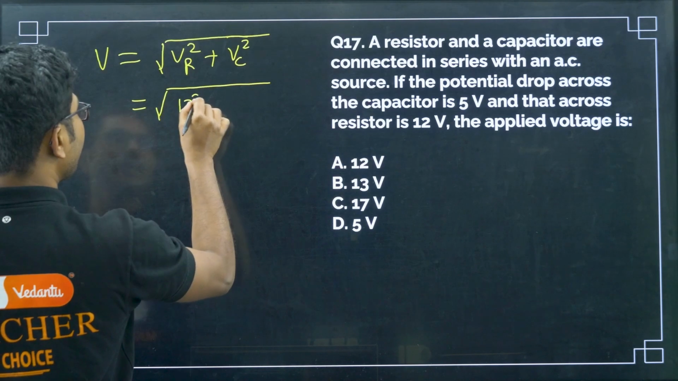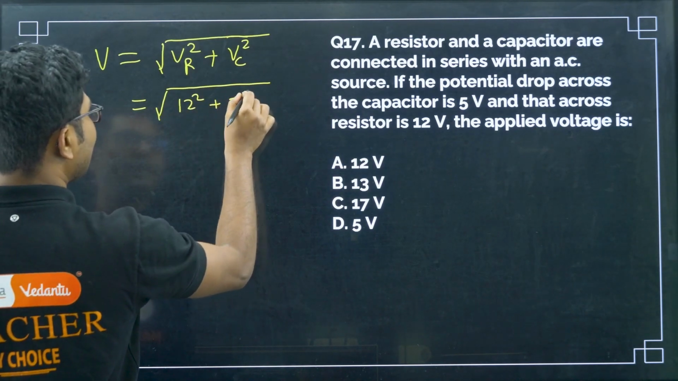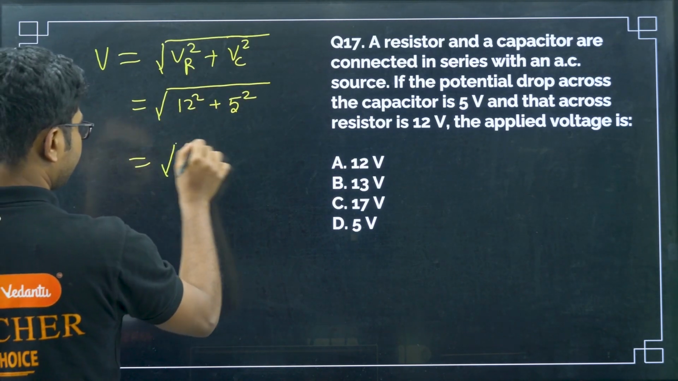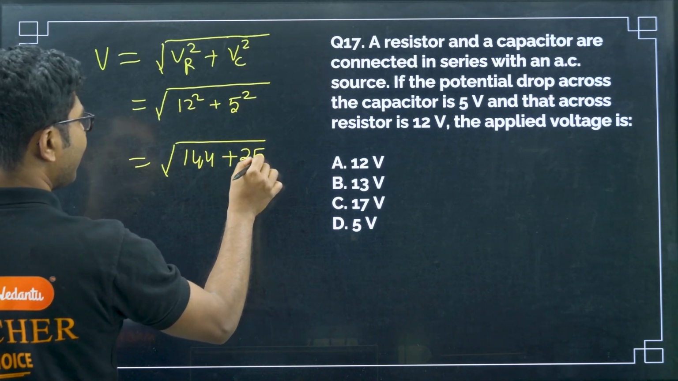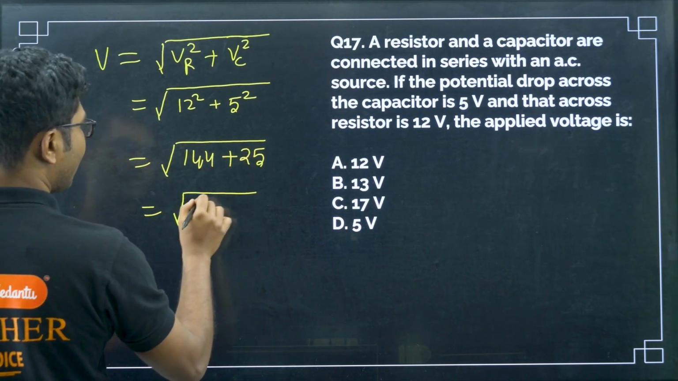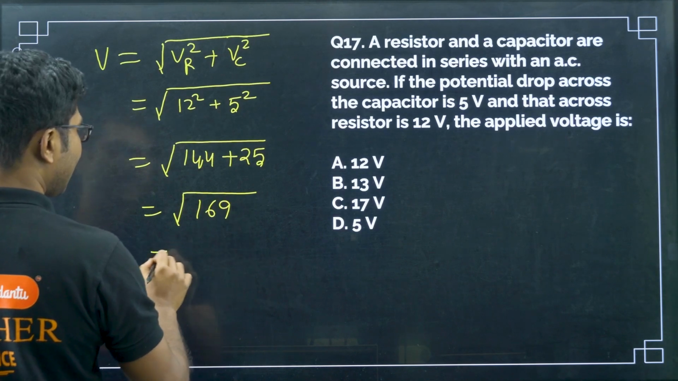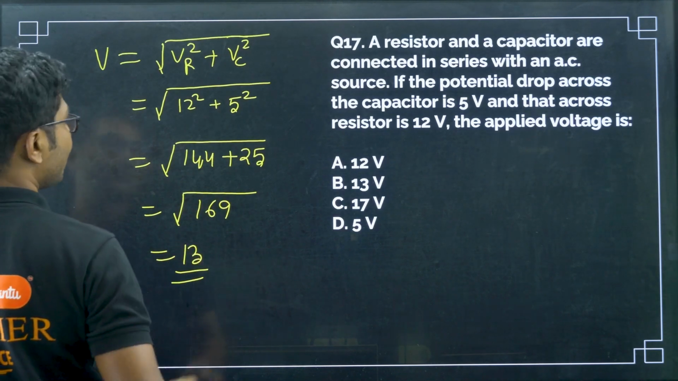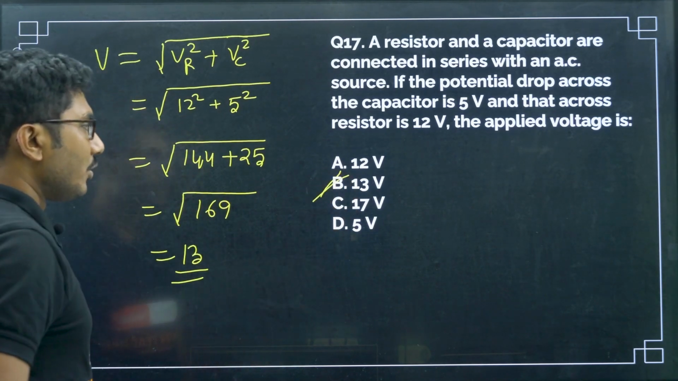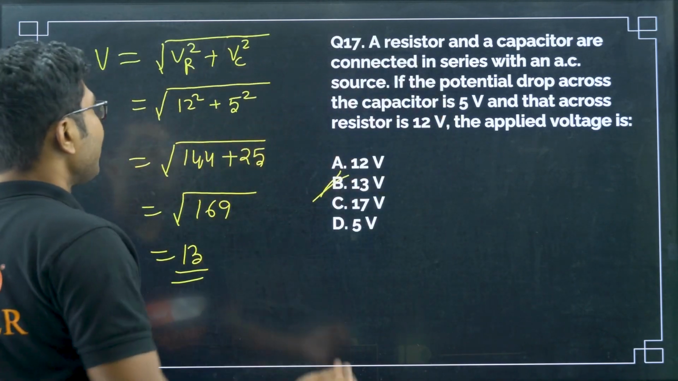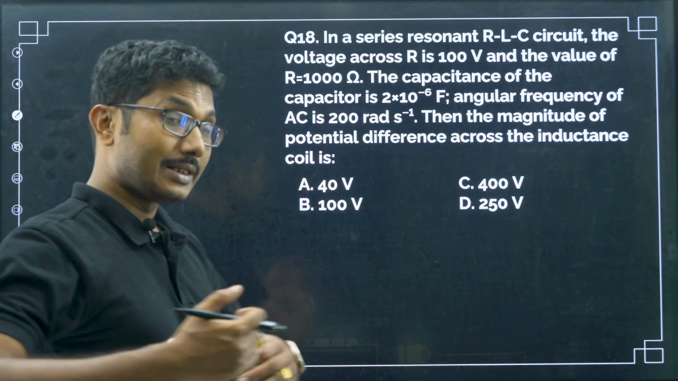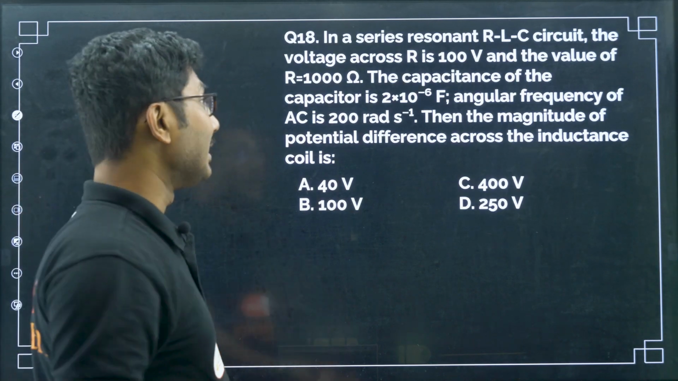So, what you have to do? You have to do it the old way. So, 144 plus 25, that is the square root of what? 169, which equals 13. So, V is 13 volt. Do not simply add or subtract, okay. This is a simple question, similar to the previous one, but in this case the inductor was missing.